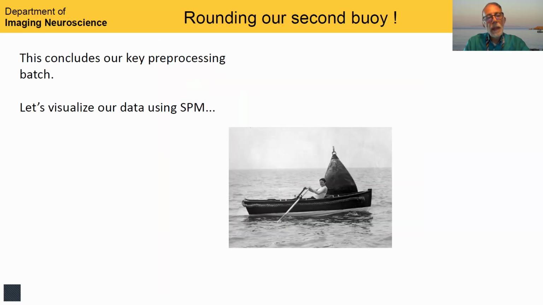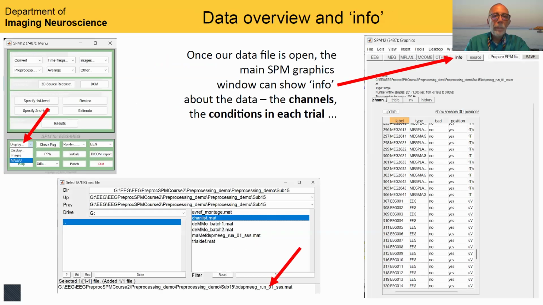So what we've done is we've done our key pre-processing, and next I'm going to talk about visualizing our data using SPM. And here we're going to go back to the SPM main menu, which on the slide is on the left. And we're going to click on the display menu. And on the display menu here, we're going to use MEG as the item. We're going to click that to display data.